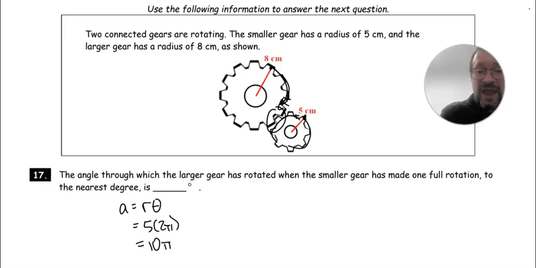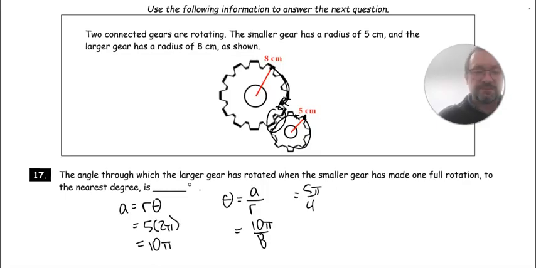So now the angle for the larger gear is going to be its arc length, which in this case will be that value right there, divided by the radius, which in this case is going to be 8. So that will be 10 pi divided by 8. And we can simplify that. They're both divisible by 2, so it'll be 5 pi over 4.